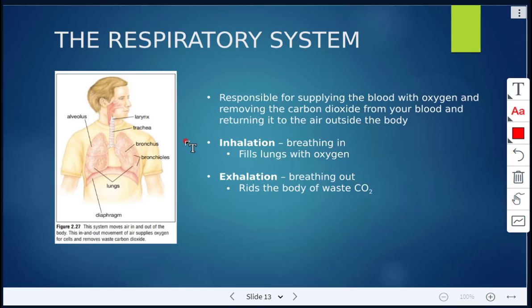So when we inhale, this is when we breathe in. This is when our lungs are filled with oxygen. And then exhale, that's when we breathe out and we are getting rid of the carbon dioxide in our body. Okay, so that is the waste, the carbon dioxide.